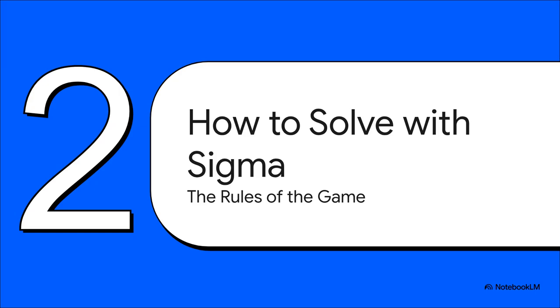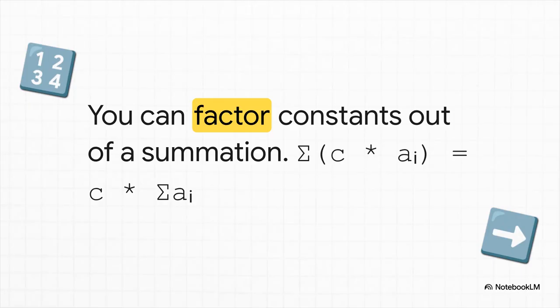Okay, so we know what it is and how to read it, but the real fun, the real power, comes from knowing the rules of the game, the properties that let us simplify and solve things in ways that feel like a superpower. First up, rule number 1, and this one is a game changer. If every single term in your sum is being multiplied by the same constant, you don't have to do that multiplication over and over again. You can just pull that constant out to the front and multiply just one time at the very end. It's a huge time saver.